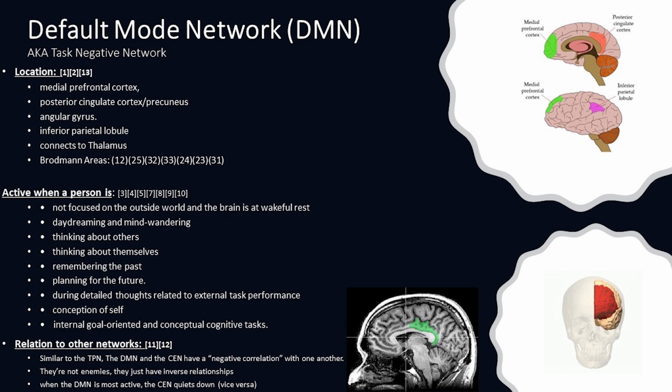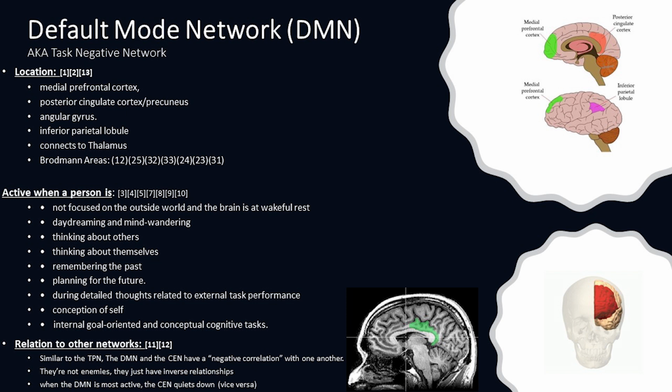Its location is the medial prefrontal cortex, posterior cingulate cortex, the angular gyrus, and the inferior parietal lobe, and it has a lot of connection to the thalamus too. The Brodmann areas are 12, 25, 32, 33, 24, 23, and 31. It is active when a person is not focused on the outside world and is at wakeful rest, daydreaming, mind-wandering, thinking about others, themselves, the past, planning for the future, or even during detailed thoughts related to external task performance. It's also involved in conception of self and internal goal-oriented and conceptual cognitive tasks.